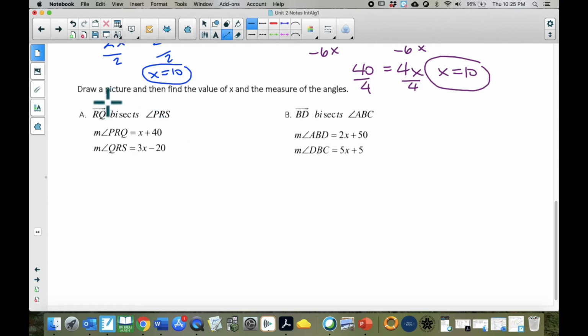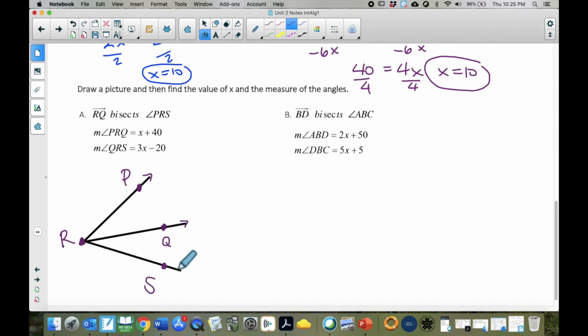Okay, RQ bisects angle PRS. Let me draw angle PRS. Okay, here's my diagram. I have angle PRS and I have RQ bisecting it. Now, it's hard to draw exactly, so that's a big reason why we put these little markings in there to show us they're congruent, even though they might not look exactly the same because I'm not perfect at drawing, but they are. And those little marks say they are.